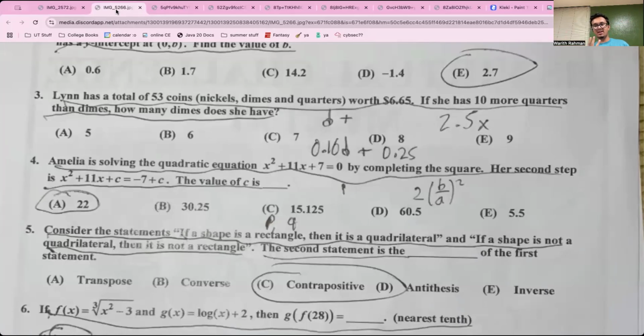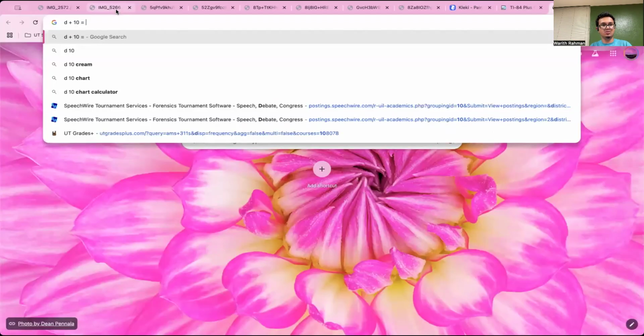Okay. And lastly, we know that there's 10 more quarters than dimes, which means that dimes plus 10 equals quarters. So that's the same thing as saying D plus 10 equals Q. So D plus 10 equals Q.